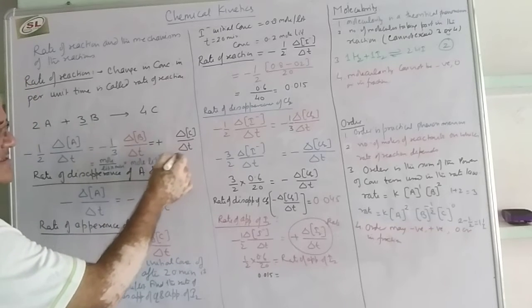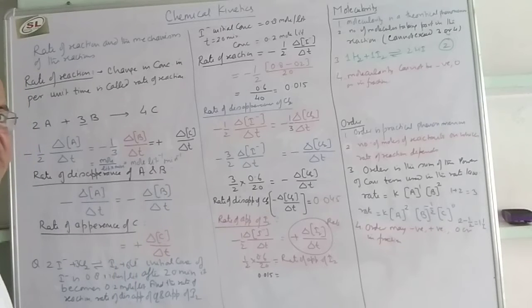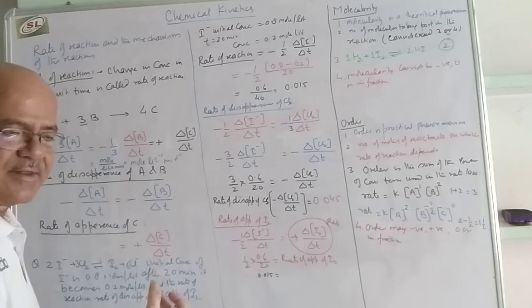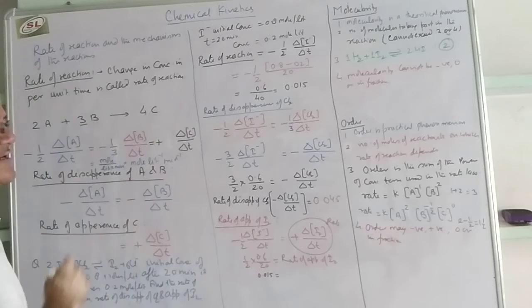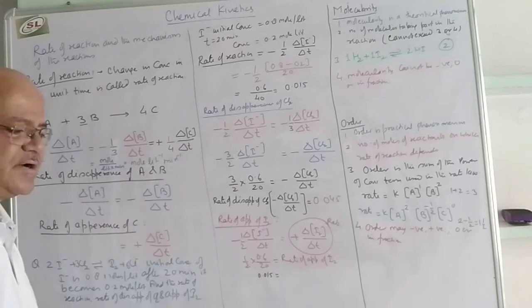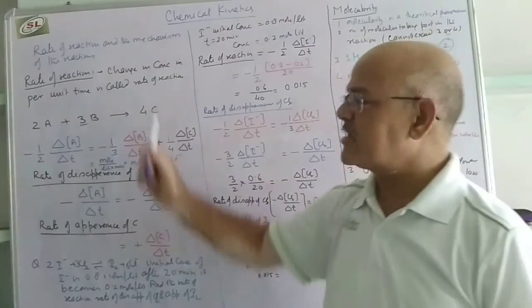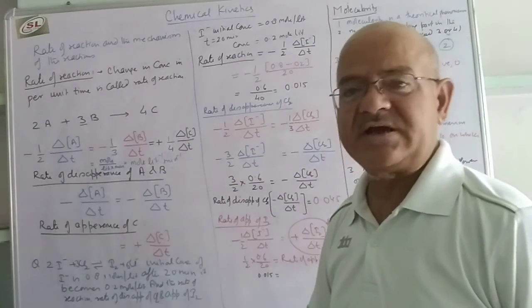Here, this is the total change in the concentration of C. As C is the product, it will appear regularly in the reaction, so we have used the plus sign. To represent the change in concentration for 1 mole, we will divide it by 4, as the stoichiometry of the product is 4.